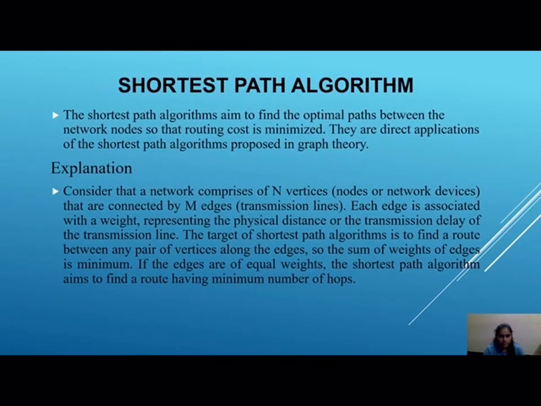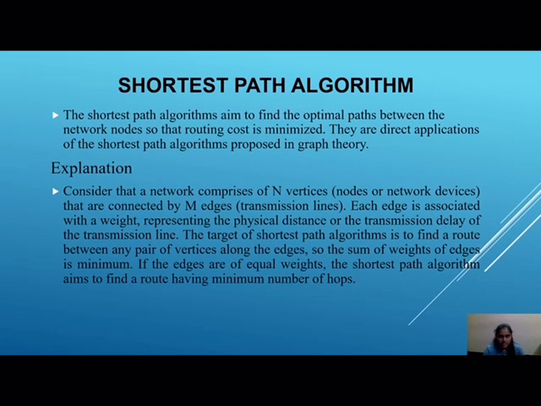Shortest path algorithm. The shortest path algorithm aims to find the optimal paths between the network nodes so that routing cost is minimized. They are direct applications of the shortest path algorithms proposed in graph theory. Explanation. Consider that a network comprises n vertices, nodes or network devices, that are connected by m edges, transmission lines.